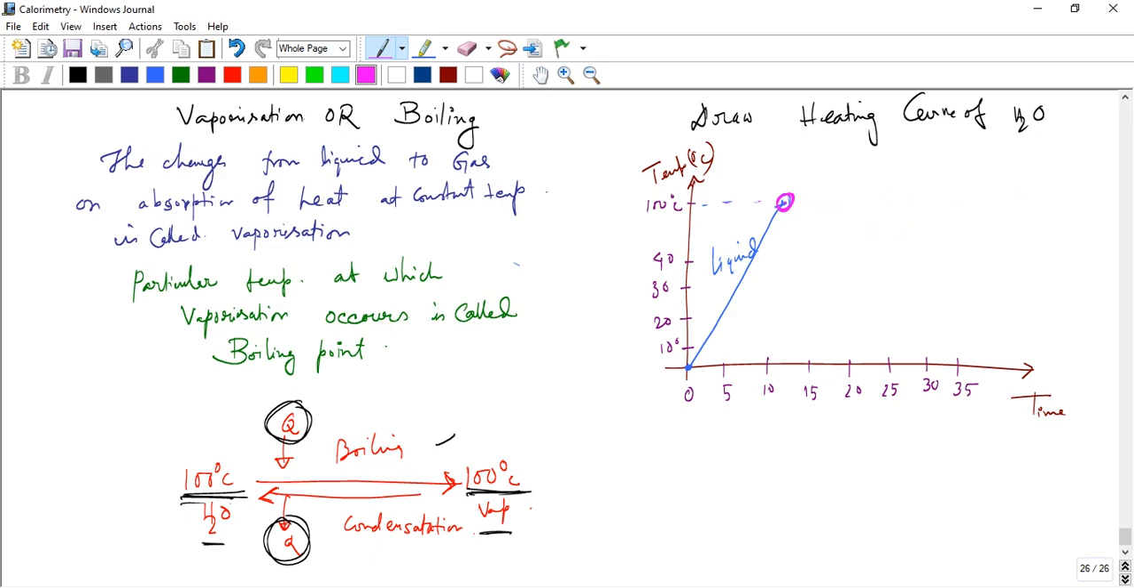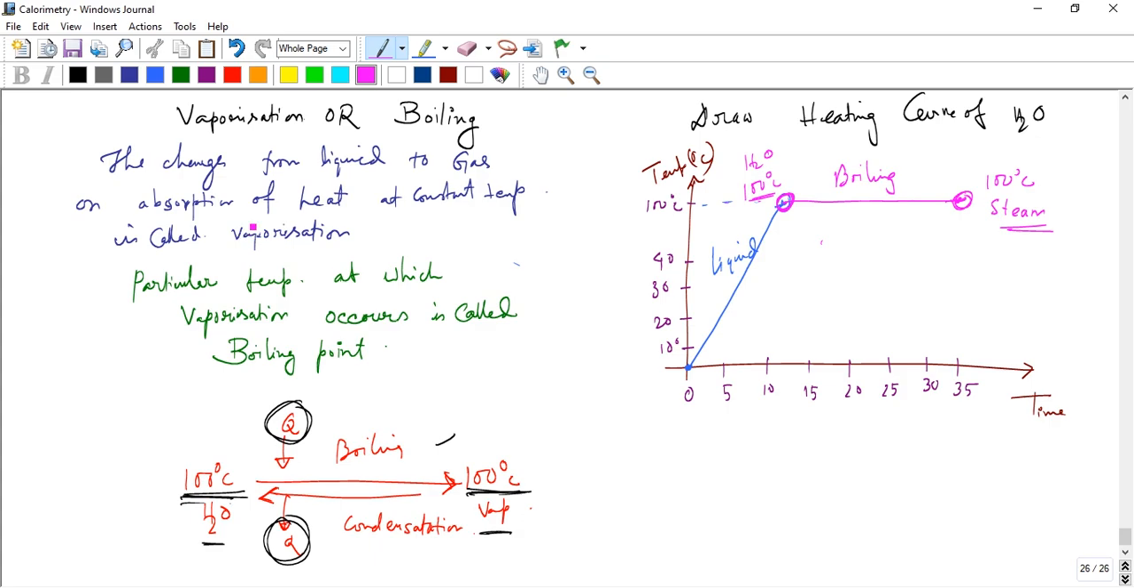Now time is increasing here, but the temperature is constant. At that point is the boiling. Here we get 100 degrees centigrade of water. After some time, here we get 100 degrees centigrade of steam. So this is called boiling. Temperature is fixed, time is increasing. And there is an important state change, liquid to gas. So this is called the heating curve of water.